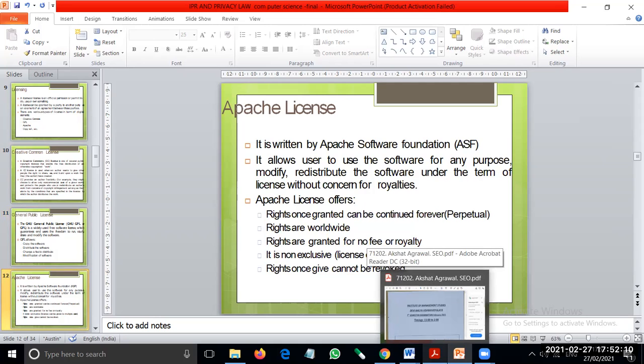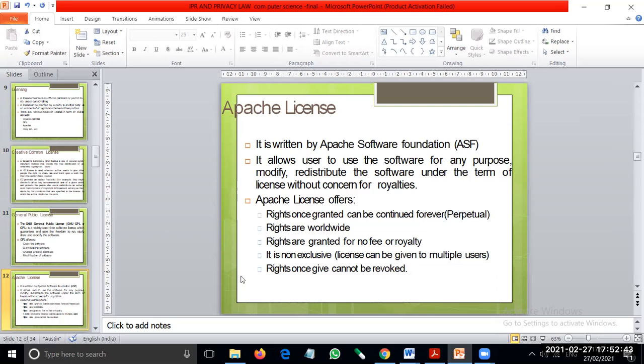Apache, basically it is also a web server. Apache Software Foundation एक बनी हुई कंपनी है. It allows users to use software for any purpose, modify and redistribute software under terms of the license without concern of royalty. तो ये इसके कुछ ऑफर्स है. Rights once granted can be continued forever. Rights are worldwide. Rights are guaranteed, no fee or royalty. It is non-exclusive. तो ये भी इम्पोर्टेंट बात है.